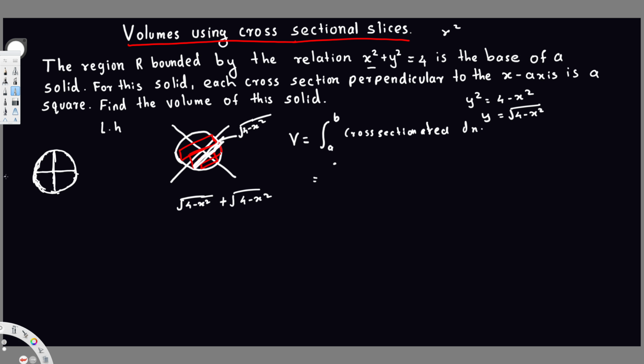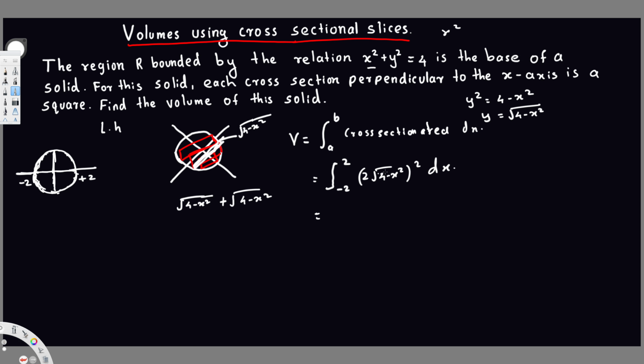This is going to go from negative 2 to plus 2. That's going to be the limits of integration. So the limits of integration are negative 2 to 2, and we have the area, which is 2 times the square root of 4 minus x squared, all squared, dx. Now if we integrate this, that's going to give us the volume. So let's do the integration.